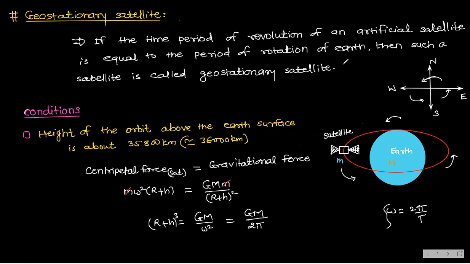Shall I do one thing? Instead of writing like this, I will square it. 1 by omega square is equal to T square by (2 pi) whole square, or 4 pi square. Can I write like this? Yes or no? Yes, sir. So should I write here T square divided by 4 pi square? Okay.